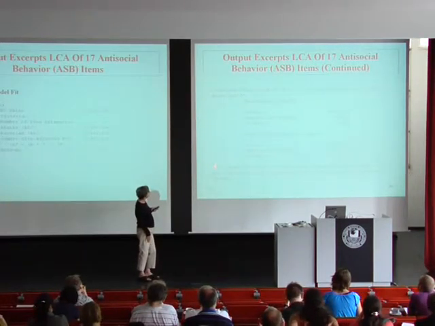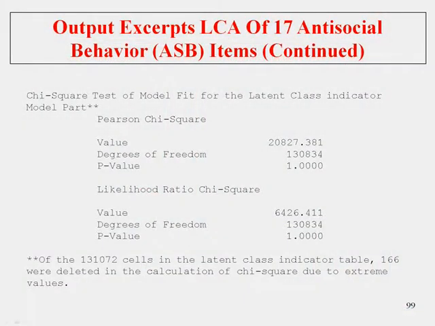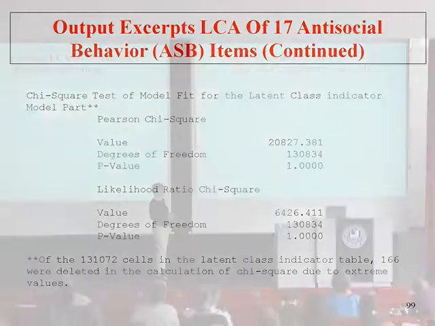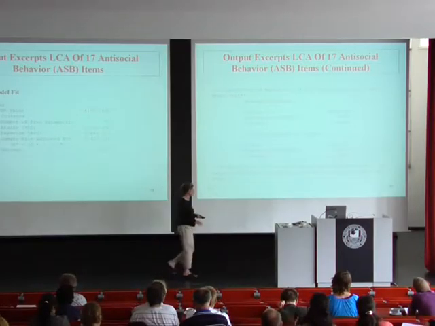And you can see down here, we say of the 131,072 cells in the latent class indicator table, 166 were deleted because they had 0 cells. So you can see how large that table is and how unwieldy it would be to work with.